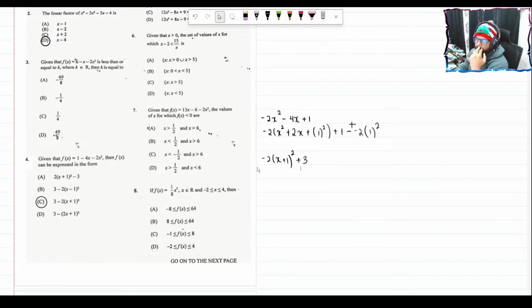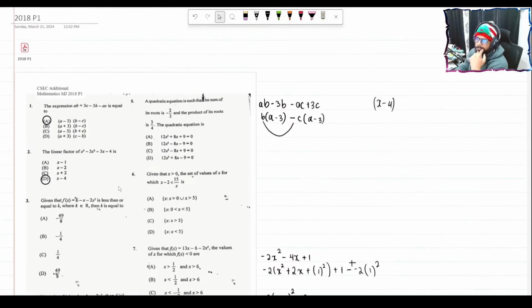So C is the answer for number 4. However, if you want to complete the square, you could go ahead and complete it. Or if you have trouble completing the square, just expand out each one of these and see what you get. When you expand out C, you will get back my 1 minus 4x minus 2x squared.